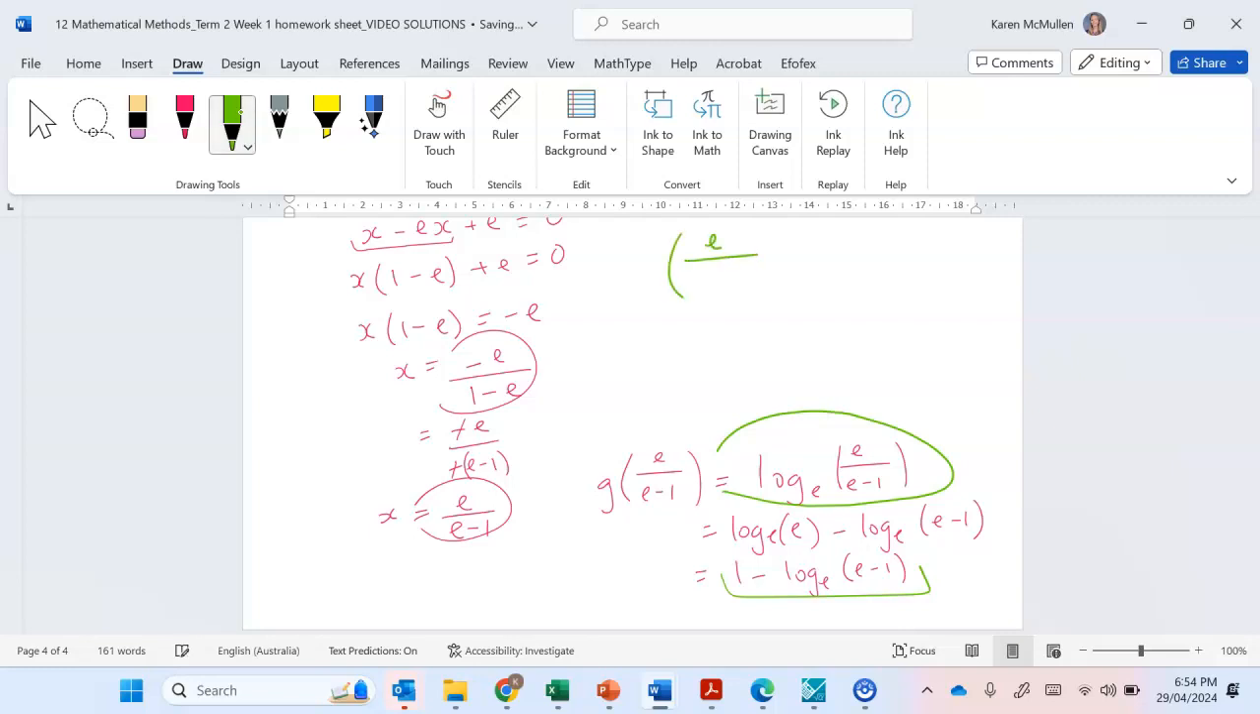So our point of intersection is e over e minus 1. That was our x value here. And then g of x or y, whatever you want to call it. Either format is fine. Let's just stick with what we had originally. All right, makes it a little bit easier.